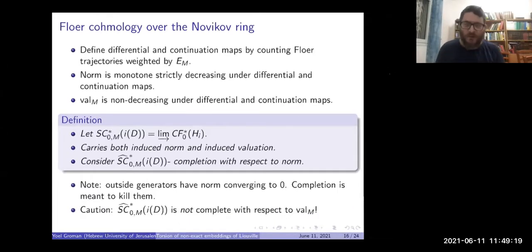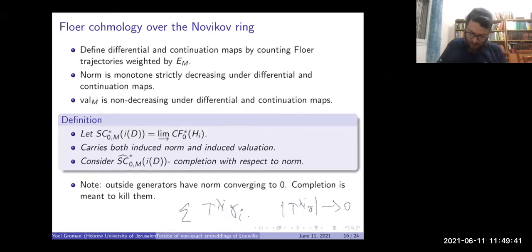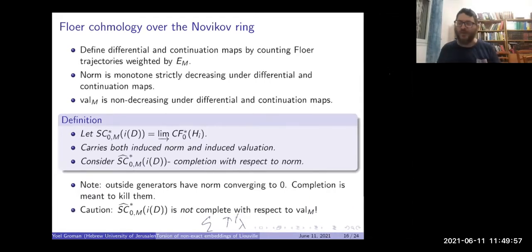And the important thing to remember is that this completed thing is a completion with respect to the norm. So it's not complete with respect to val m, meaning if you have an infinite sum of T^(lambda_i) gamma_i, and all you know is that these lambda_i's go to infinity, that's not enough, because you also need to know about the combined thing. These gamma_i's have bounded norms, which can also go to infinity. And this is important from the technical point of view.